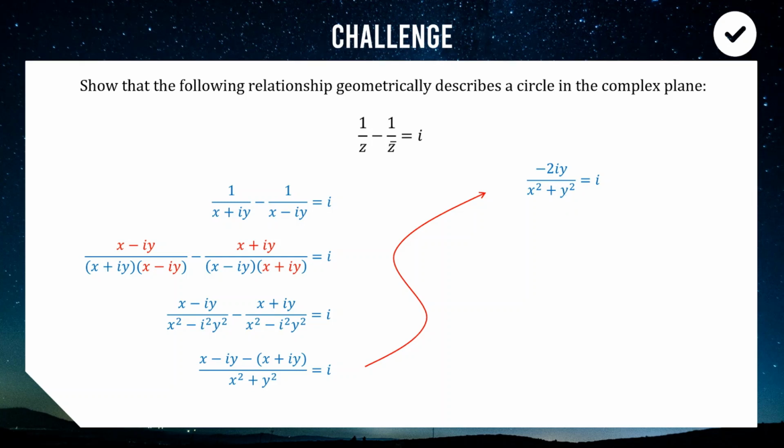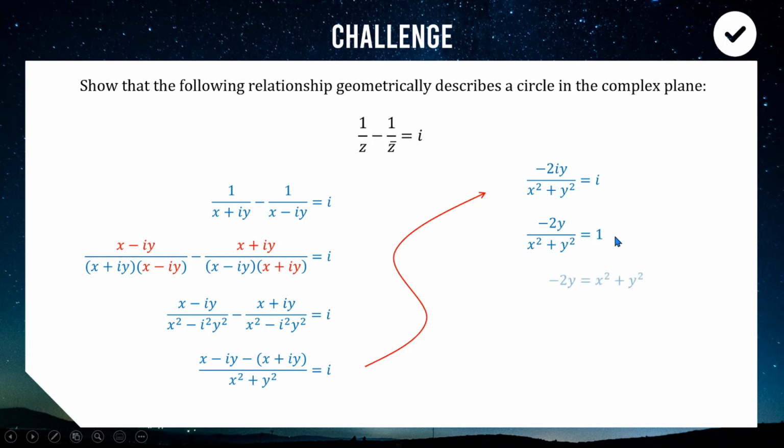So the confusing part here is that we have i's. But keep in mind that i is just a constant, and when you have a constant on both sides of an equation, you can just divide it away. So we can divide both sides by i, and now we have minus 2y over x squared plus y squared is equal to 1. Okay, i divided by i is just 1.